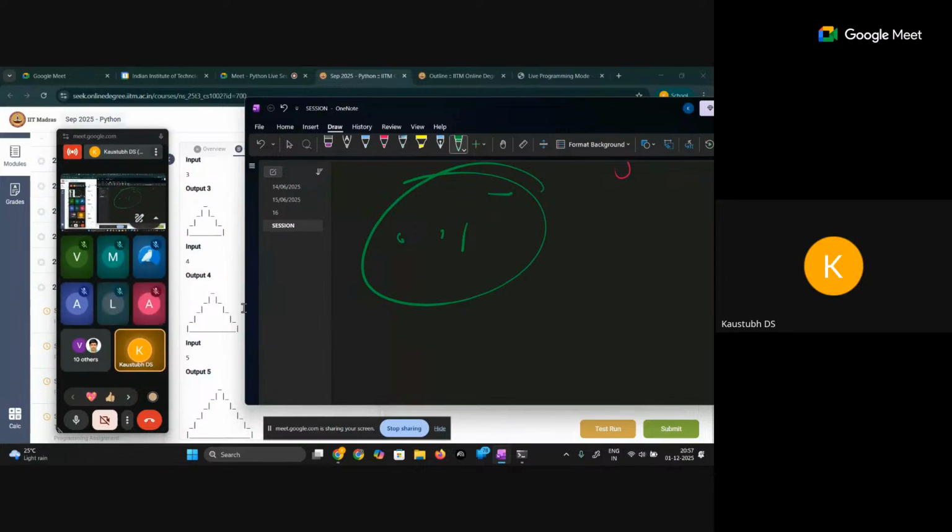Only these three components make up the whole pyramid, right? For example, if you take the n equals 4 input, we have underscores, pipes, and white spaces.